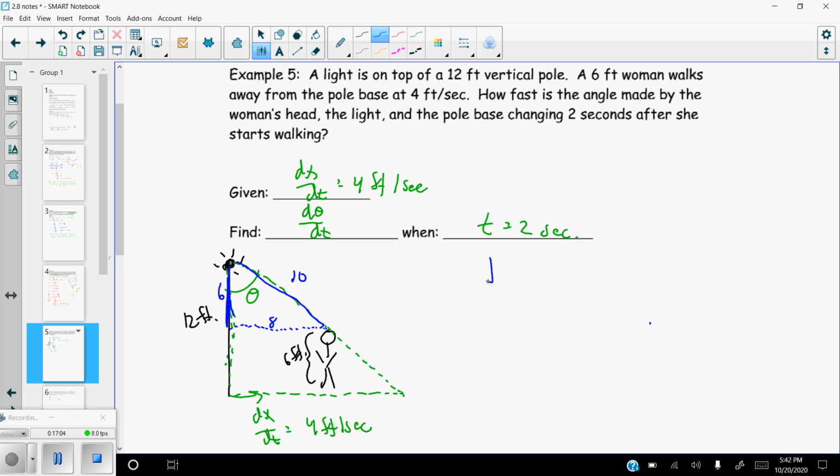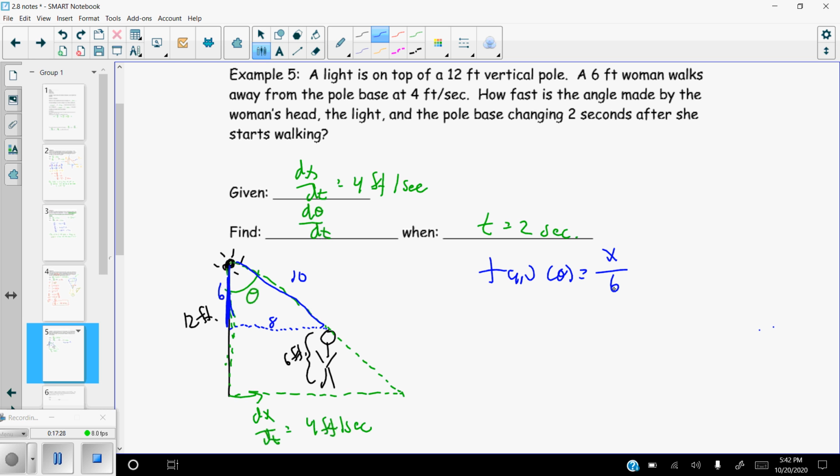So we're going to use the tangent of theta is going to be the opposite, which is an x value, over the adjacent, which in this case, now this is something we can plug in right away, because we know that the height between her head and the top of that pole is not changing. If she's walking horizontally, it's always going to be 6.